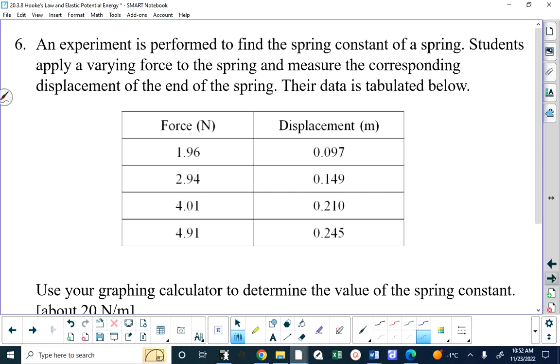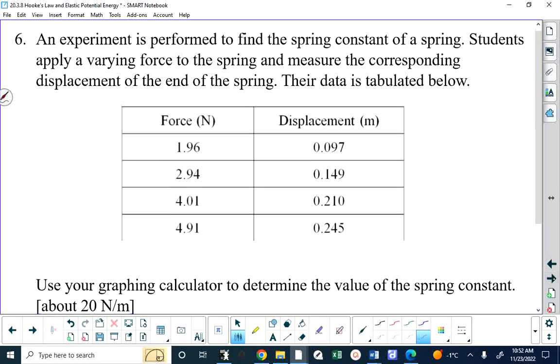I would say that these students did a less than stellar job of designing their experiment. They only have 4 data points. I've always said the magic number is 8, and when you do your lab today, I'll help you out with how you're going to collect 8 data points. But anyway, we get 4 data points here.